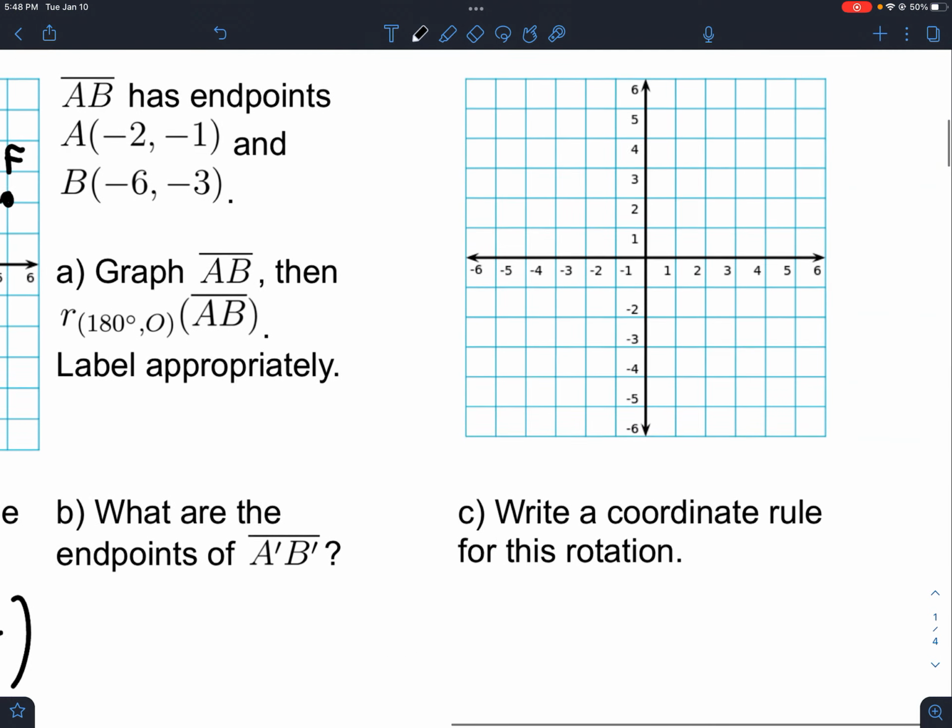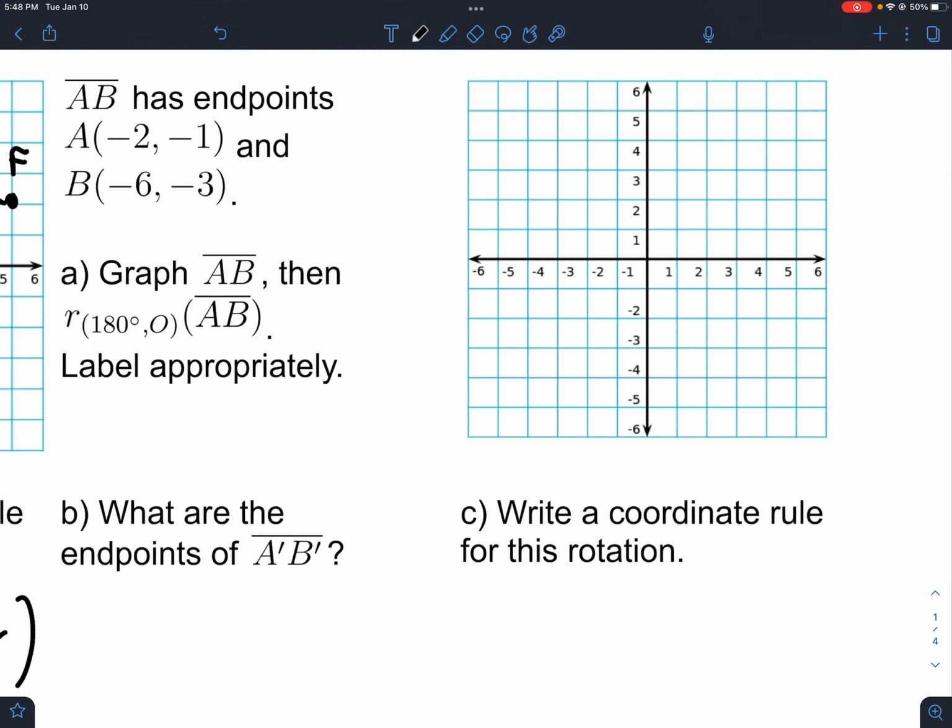Let's try another one. So we got -2, -1, and -6, -3. Okay, and we want to rotate 180 degrees, which is half a turn around the origin. So I'm still going to show it for B, but I won't draw out the whole thing for A.